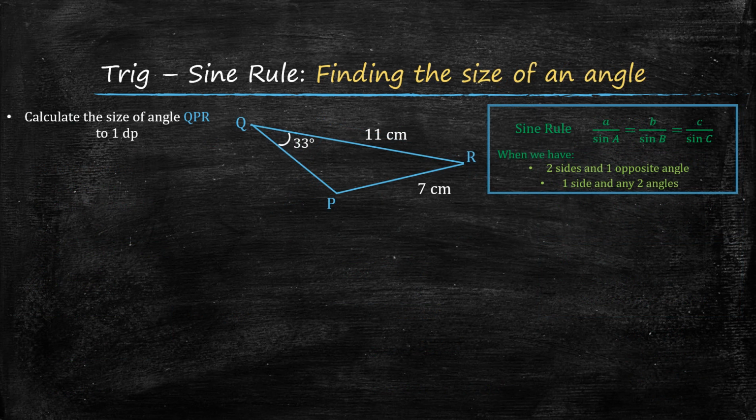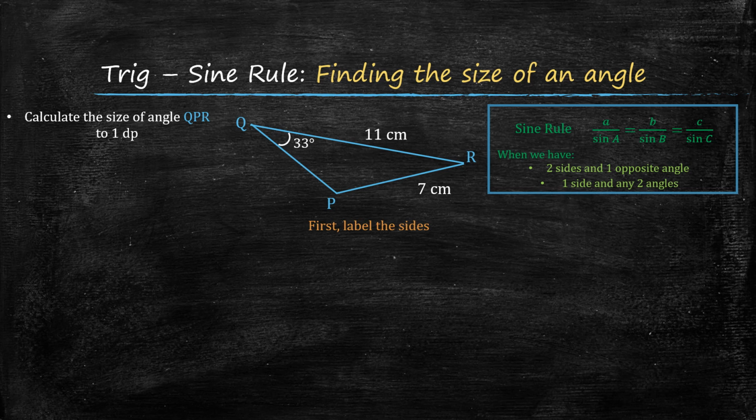Now let's look at how we can use the sine rule to find the size of an angle. We are asked to calculate the size of angle QPR to 1 decimal place. So we have triangle QPR. We are given the length of side PR is 7 centimeters, the length of side QR is 11 centimeters, and we're given angle PQR is 33 degrees.